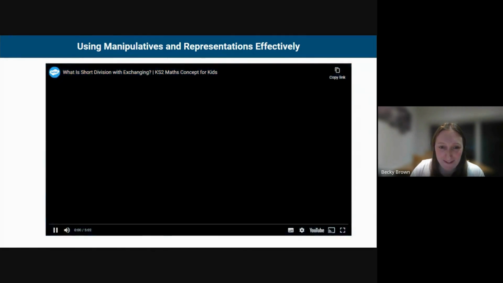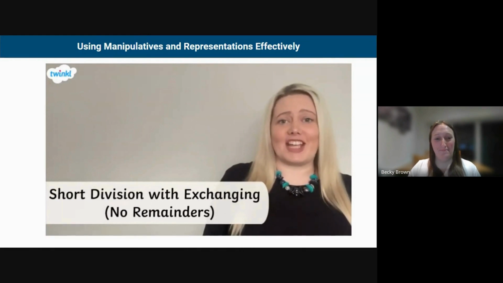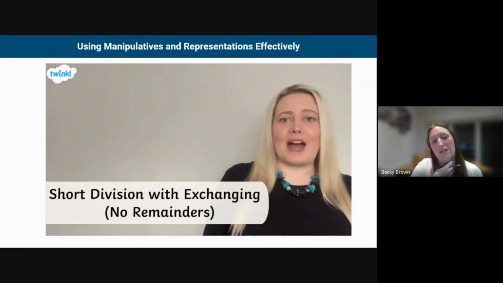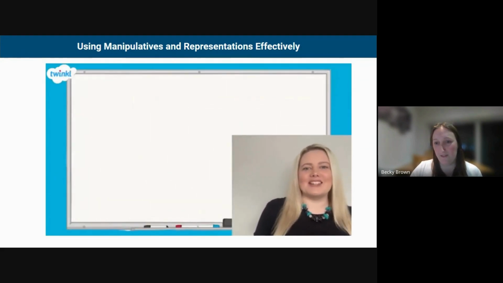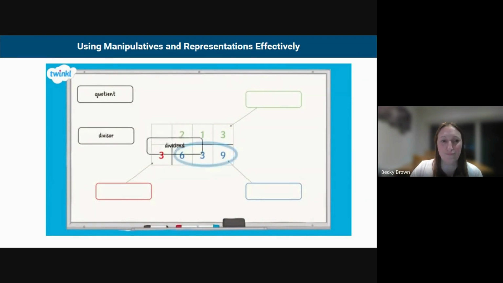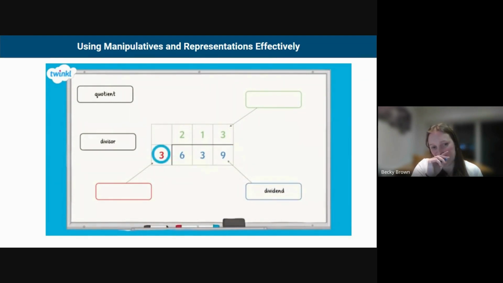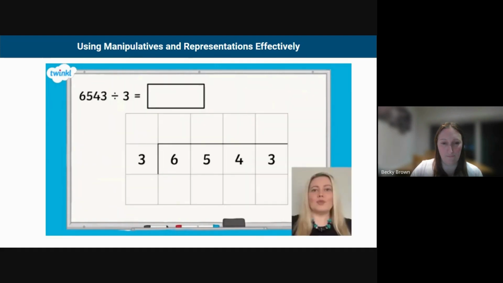Fingers crossed it works. Hi, this video is here to help you with short division with exchanging. We'll be dividing a 4-digit number by a 1-digit number. Before we start, let's remind ourselves of the layout and mathematical language we use when completing short division. In this calculation, 639 is the dividend, 3 is the divisor, and the 213 is the quotient. When we carry out short division, we lay out the calculation like this. We're now going to divide a 4-digit number by a 1-digit number. We can use place value counters to help us with this.